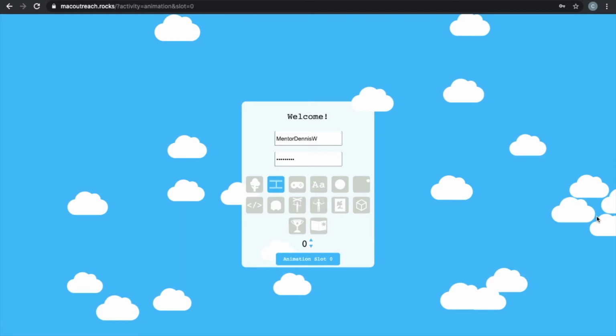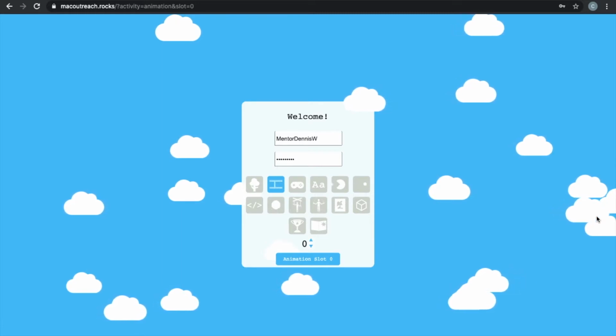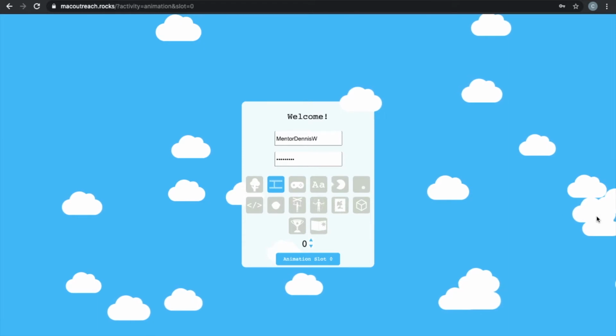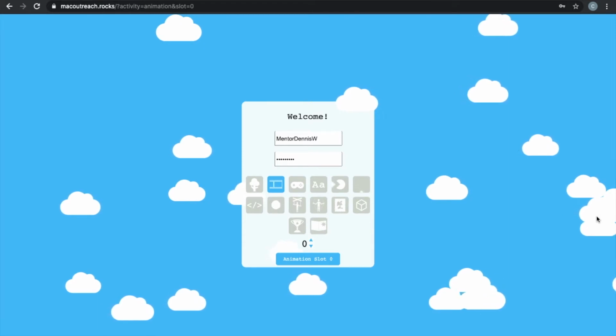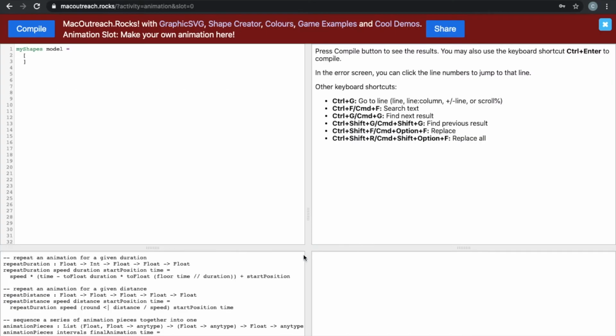Today, we will be continuing to improve our coding skills by learning about recursion, and how to implement it in Elm using this new concept called if statements. Now, as usual today, we're going to be working in the animation slot. To start off, what is recursion?